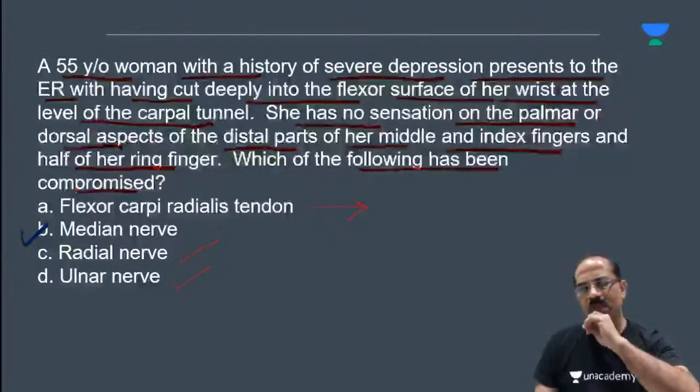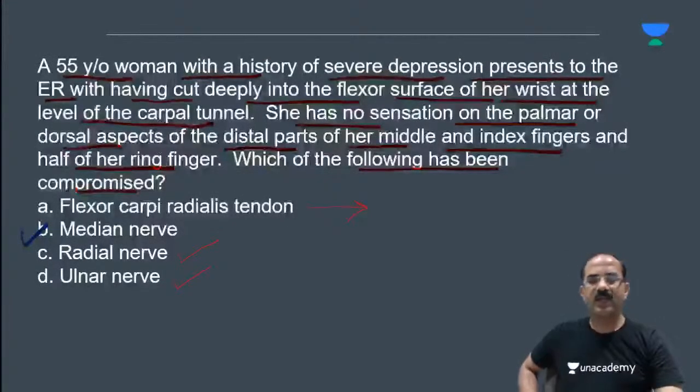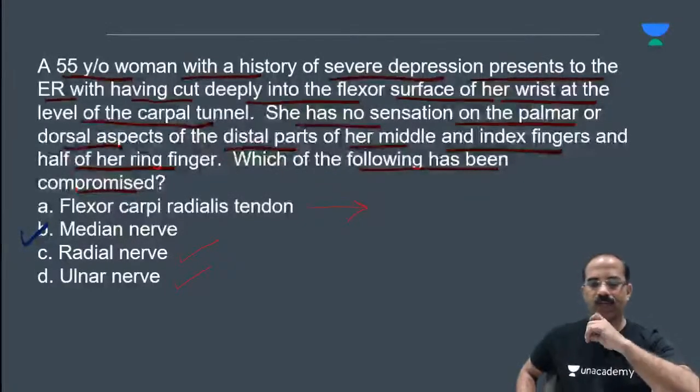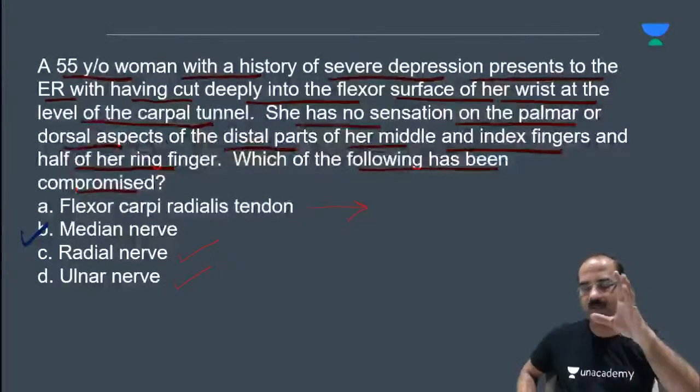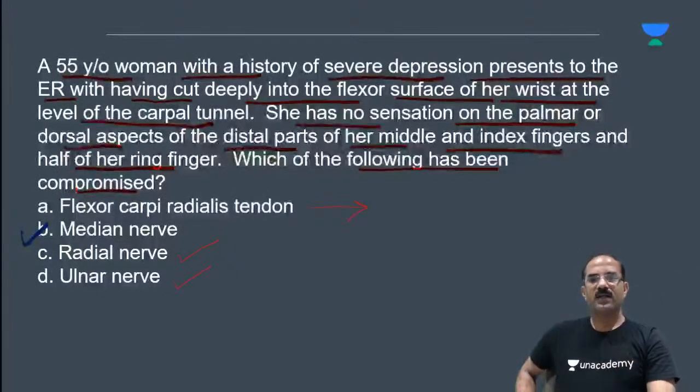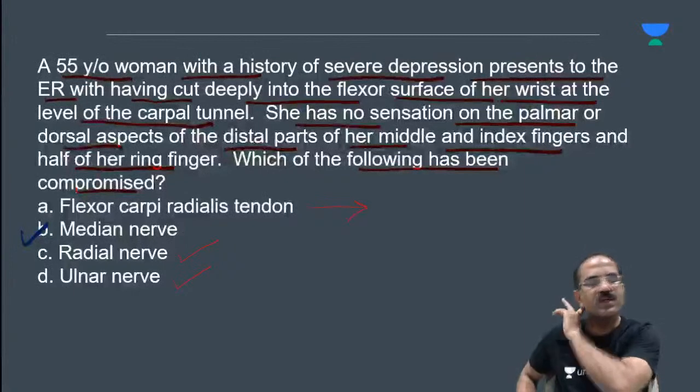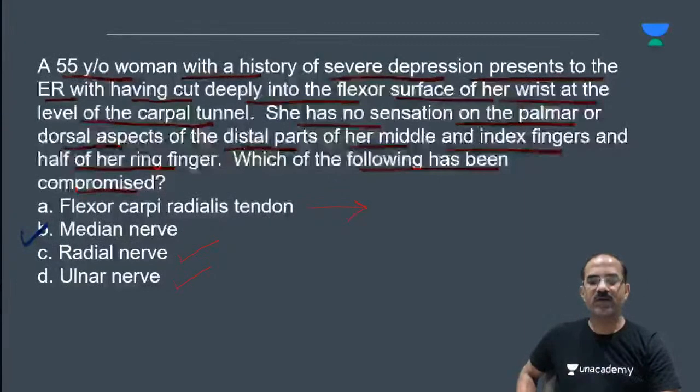Does it go through the carpal tunnel? What do you say, children? Does the tendon of flexor carpi radialis pass through the carpal tunnel? Yes or no? Come on, students, answer. Does the tendon of flexor carpi radialis pass through the carpal tunnel?